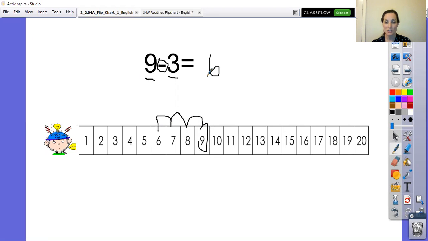Okay, so these are just 2 strategies. Our counting on strategy is for our addition. Counting back is for our subtraction. So I want you to practice a little bit in Seesaw today.